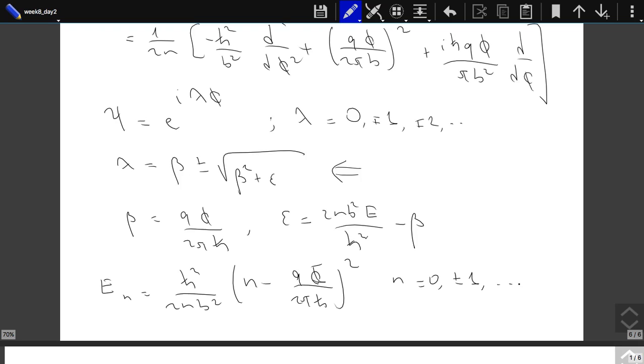So the long story short, here we have a simple system which we can exactly solve, in which the charged particle never enters the region which has a magnetic field, but nevertheless the energy values do depend on the magnetic field, because in a sense it feels the vector potential.